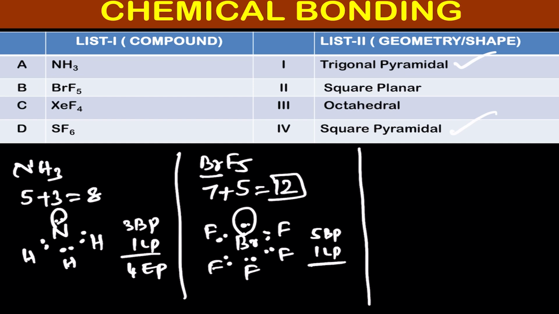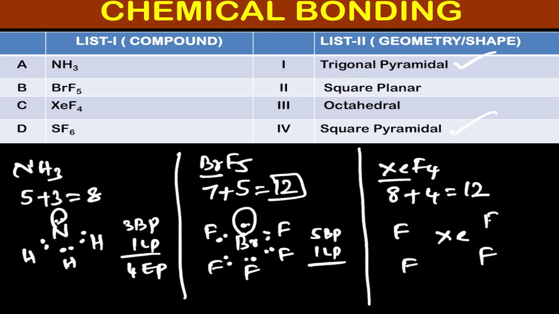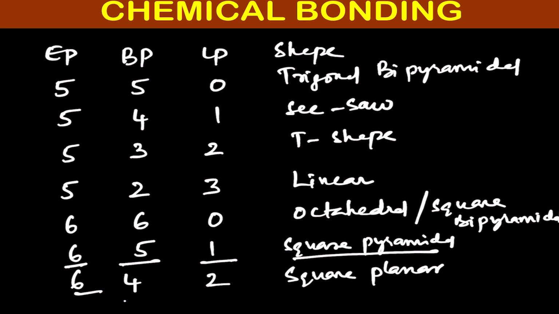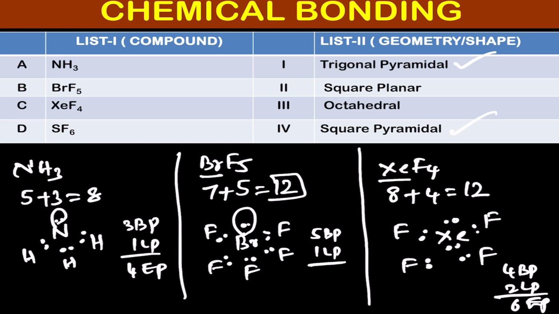Let us look at the next one, XeF4. Xenon has 8 electrons in the valency shell because it belongs to 0 group or the 18th group, plus 4 electrons from fluorine, 12. So around xenon, 1 fluorine, 2nd fluorine, 3rd fluorine, 4th fluorine, 1, 2, 3, 4, 4 electron pairs, 2 become lone pair. So there are 4 bond pairs and then 2 lone pair. Total electron pairs are 6. Go with the tabular column. 6 electron pairs, 4 bond pairs, 2 lone pairs, square planar. So that means XeF4 is square planar.